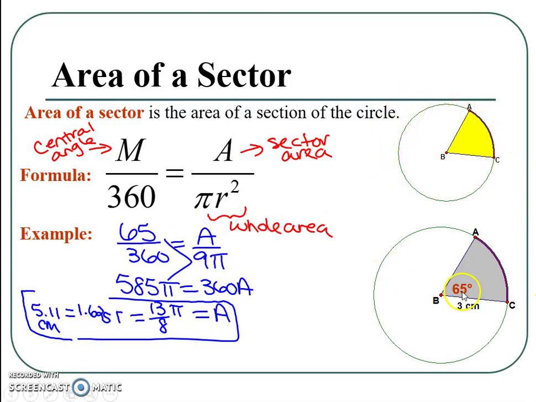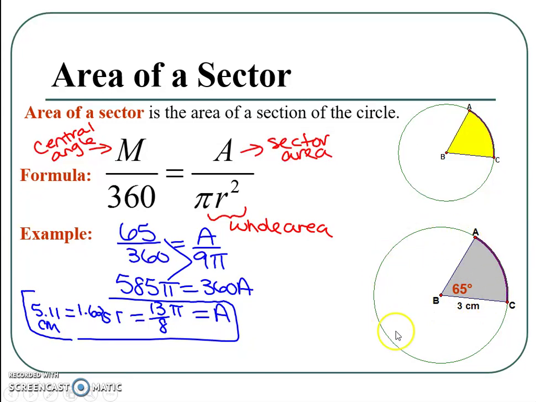So the ratio is this angle out of 360, which is the first ratio. Put the equal sign. And the area of the whole circle, which is what we're looking for, is the A. They're going to give you M. And then pi r squared is the whole area. How do you find that? You use pi r squared, use the radius here.